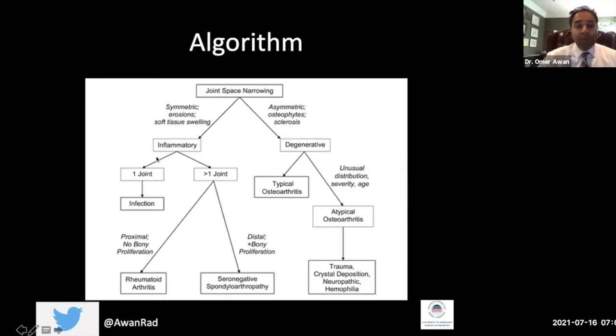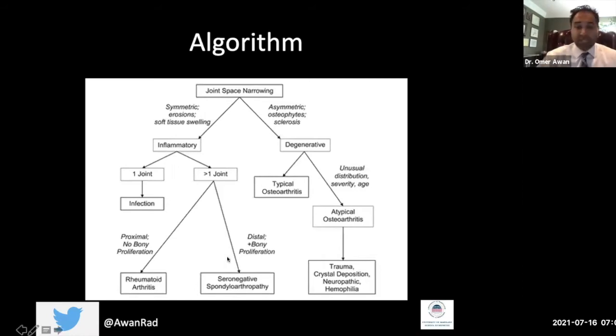In terms of inflammatory arthritis, if you have one joint involvement, it's septic arthritis until proven otherwise, right? If all the joints are normal and only one joint is involved with erosions, it's septic, it's infection until proven otherwise. Otherwise, if you have multiple joints, you're looking at rheumatoid arthritis or the 4 seronegative HLA-B27 spondyloarthropathies, right? And the way to differentiate those is through distribution.